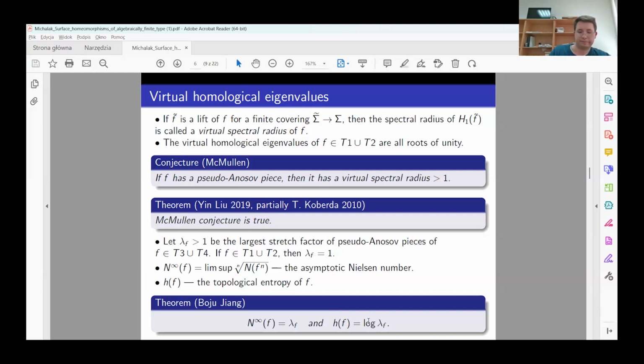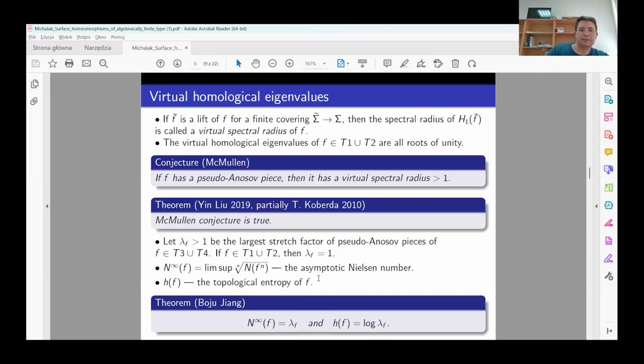And then we have some rich dynamics because entropy is positive. But if lambda f is 1, then the logarithm is 0, the entropy is 0, and we have this nice world of Morse-Smale diffeomorphisms.